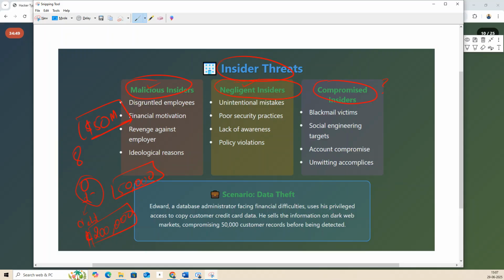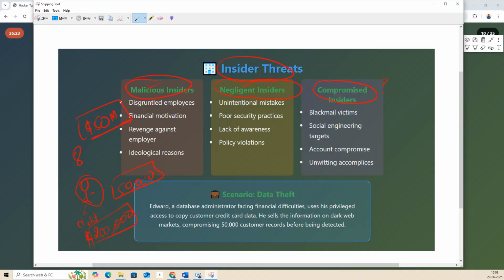The crazy part about Edward's case is that everything he did was technically within his authorized access. He didn't have to hack any systems or bypass any security controls. He was supposed to have access to the database. That was his job. This is why insider threats are so dangerous. Traditional security controls are designed to keep unauthorized people out. But what do you do when the threat is coming from someone who is supposed to be inside?